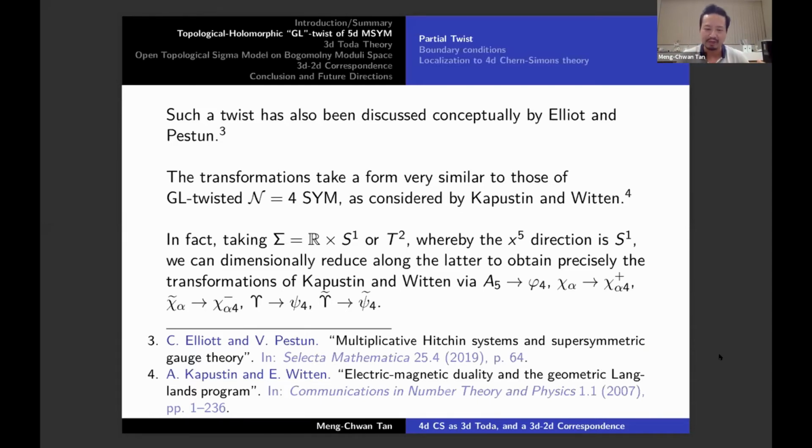So this is what we mean by a GL twist in 5 dimensions. It reduces to a 4-dimensional GL twist. That twist is topological in all 4 directions.